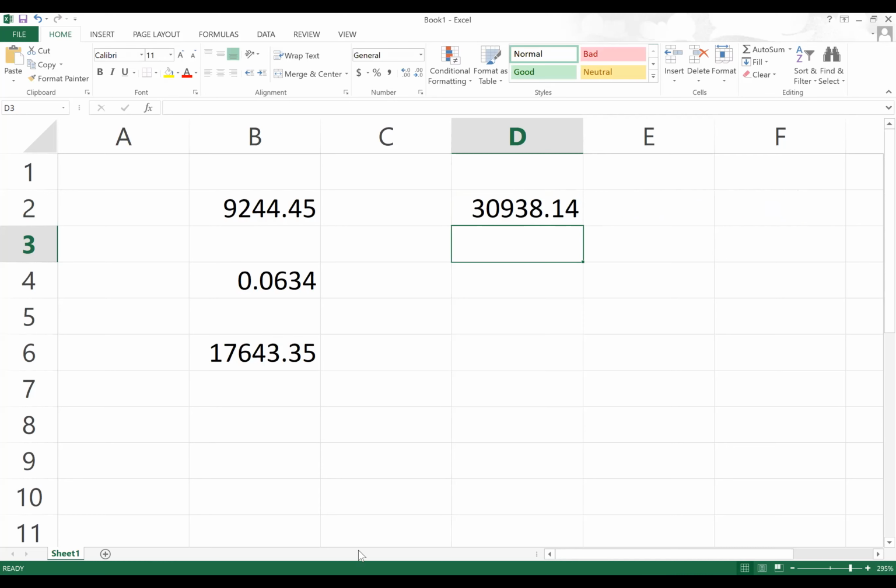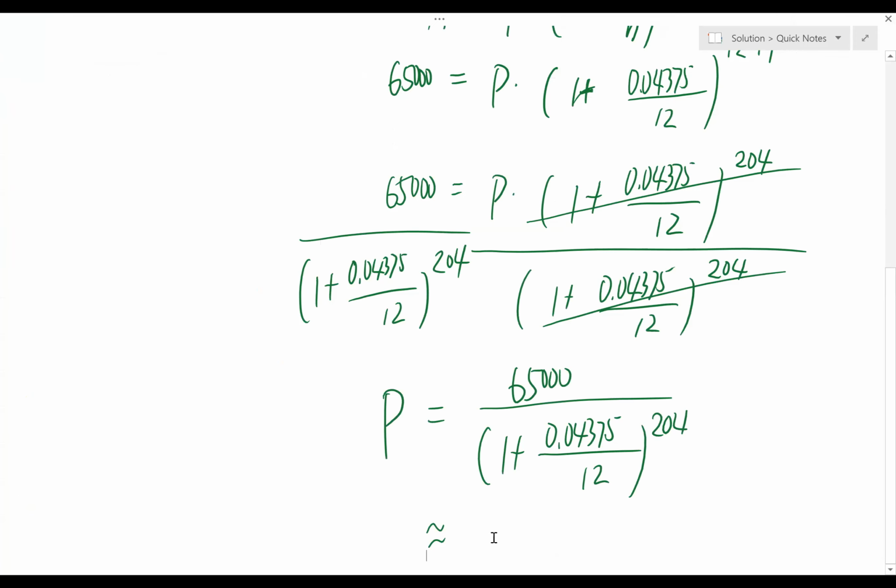So that should be $30,938.14. If you deposit that amount of money, you end up with $65,000 in 17 years. So if you look at the amount, it's slightly more than doubling, which is pretty good. So $30,938.14.